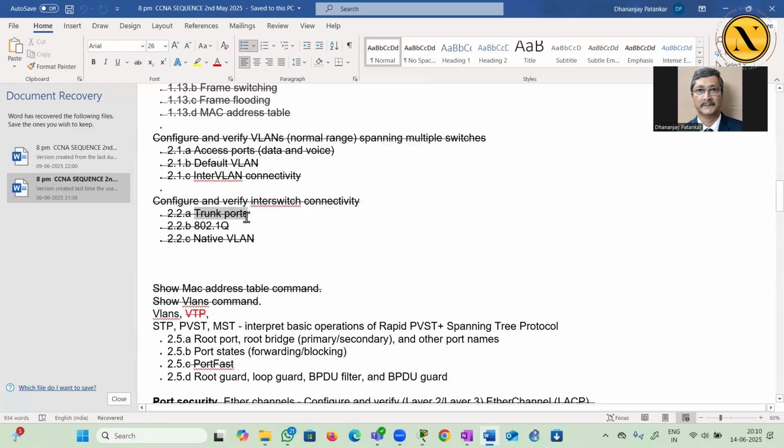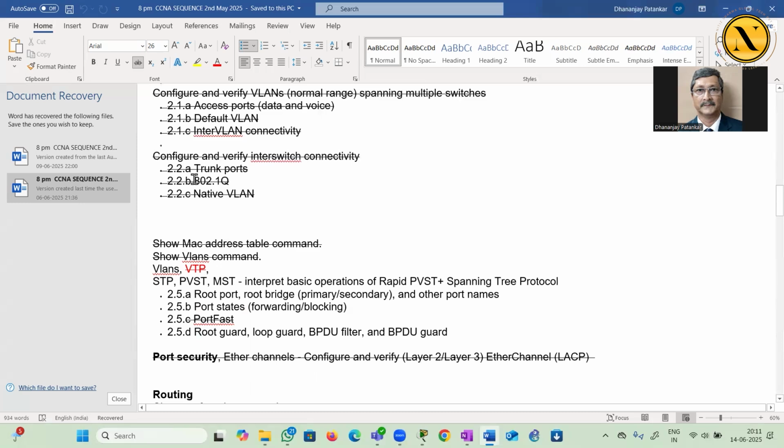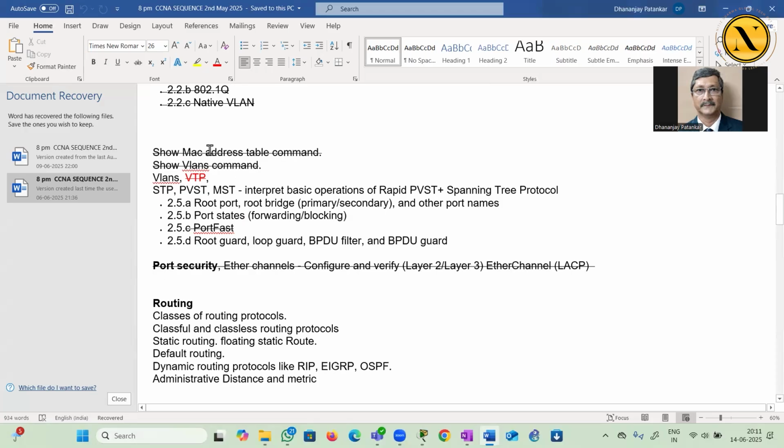Trunking, we know. When we have more than one VLAN between the switches, only then we require trunking. Otherwise, we don't. And trunking has two encapsulations or protocols, 802.1Q and ISL. ISL is not in our course, right? Inter-Switch Link. 802.1Q is open standard and ISL is Cisco proprietary. Native VLAN is VLAN 1. We can change it. Show MAC address-table command, show VLANs we have done. VTP is not in your course, but I've given you some idea, right? VLANs, of course, we have done.